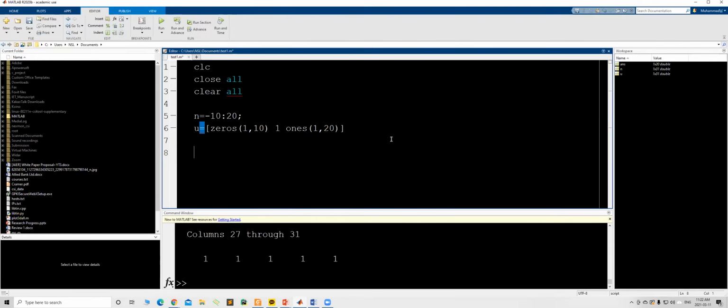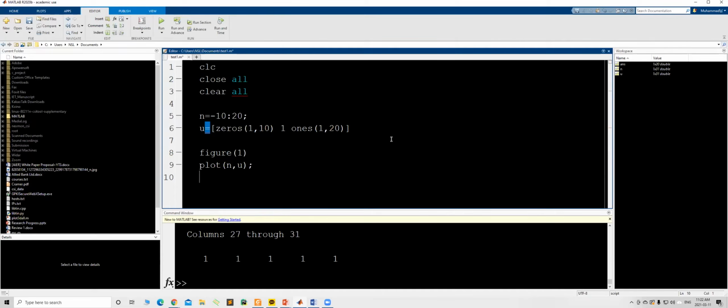So let's say this is my first figure. I don't want to make a new script for each figure. That's why I will call it figure number 1. And I'll simply plot it as plot n comma u. So if I use the plot command, it will plot it in the analog form, and if I use the stem command, it will plot it in the discrete form.